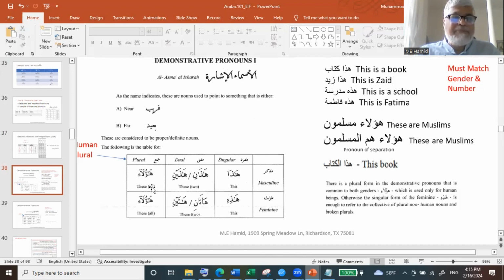When I write these people, people has to be three or more to use haulai in Arabic. So when he says haulai annas, there were more than two people sitting there. Otherwise they will not use haulai. If there's one person sitting there, it will be haza, one man. Two men, hazani. More than two men, haulai. And if it's feminine, hazihi, hatani, hataini, haulai. So haulai is the same whether masculine or feminine plural.